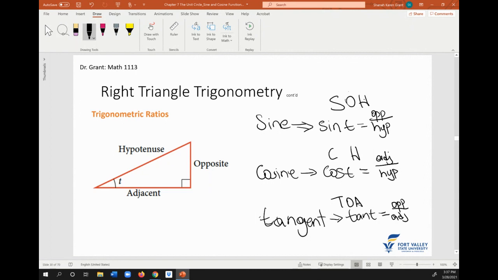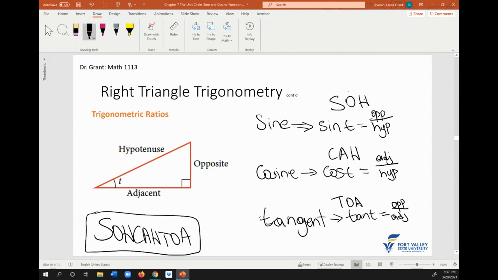And so you may have heard, some of you maybe, the term SOHCAHTOA. We usually use SOHCAHTOA to help us remember these ratios, which means that sine is opposite over hypotenuse, cosine is adjacent over hypotenuse, and tangent is opposite over adjacent.